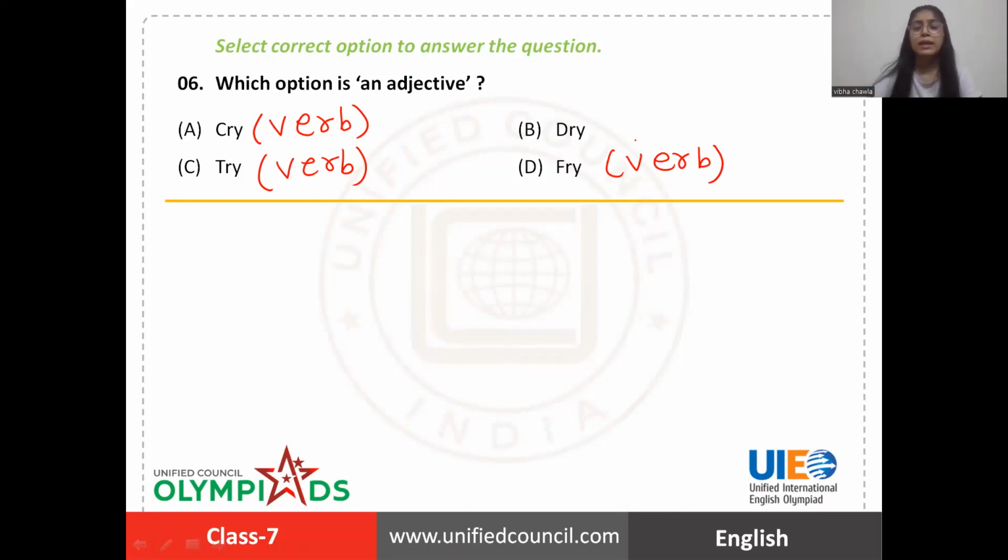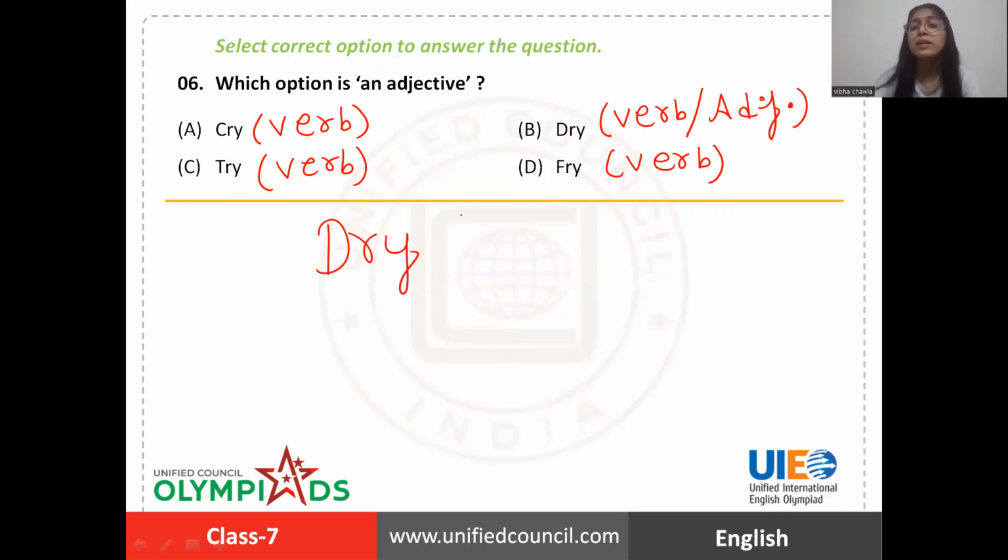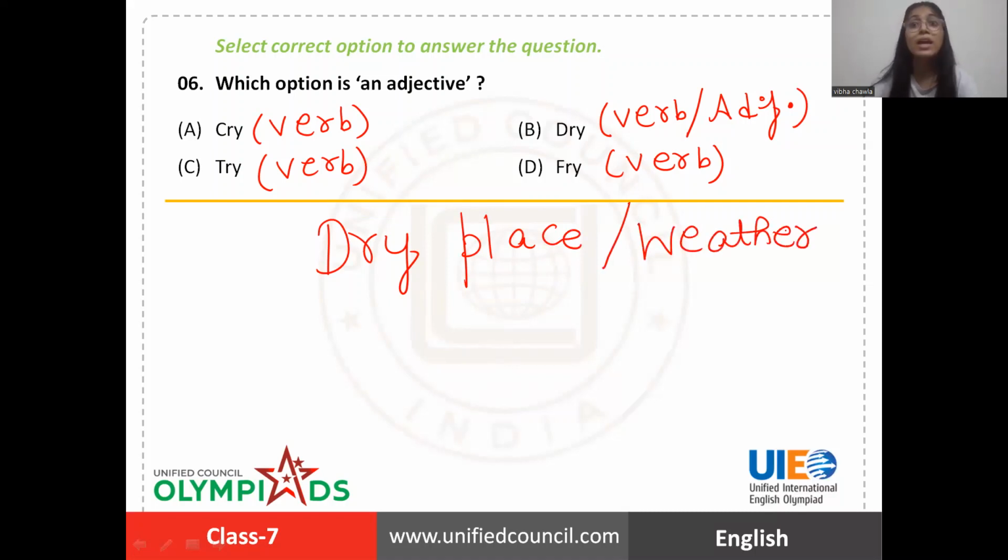But if I talk about dry, no doubt, it is a verb, but along with verb, it can be an adjective also. So this word can sometimes act as verb, can sometimes work as adjective also. For instance, you say that this is a very dry place. Or maybe sometimes you say dry weather, dry season, dry clothes. So you see, you use this word to qualify nouns. So definitely it is an adjective also. So right answer is option B.